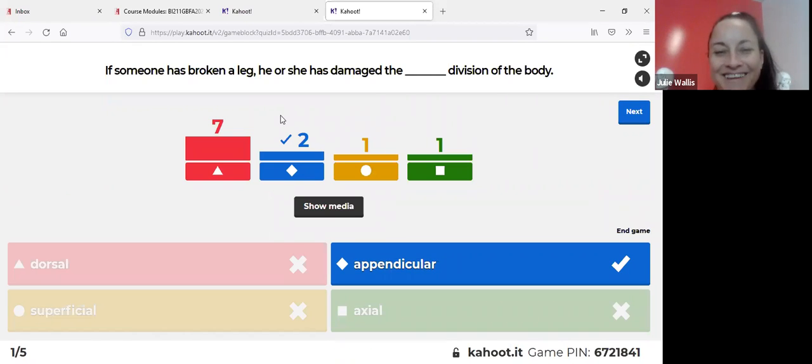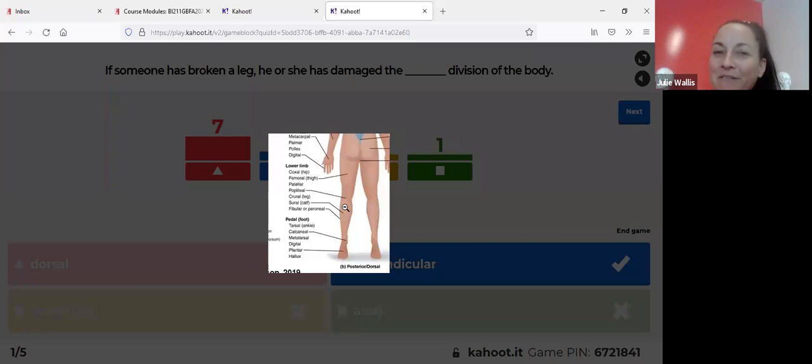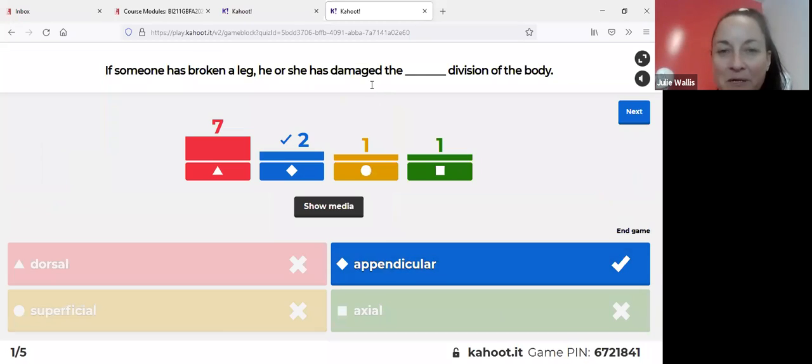Only two of you. All right, this is the appendicular body. The picture might have confused some of you. Maybe some of you thought that's the back side, so you were thinking dorsal, but the picture really wasn't, just kind of eye candy. So it's not necessarily the front or the back of the egg, so that's why it's not dorsal.